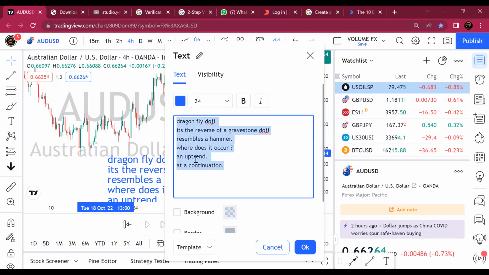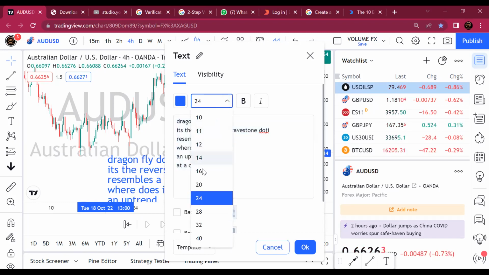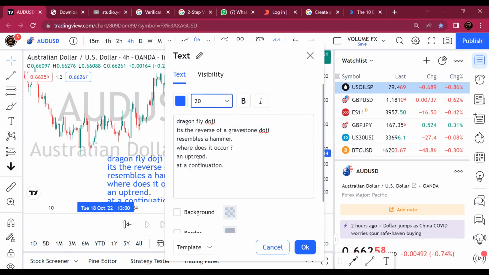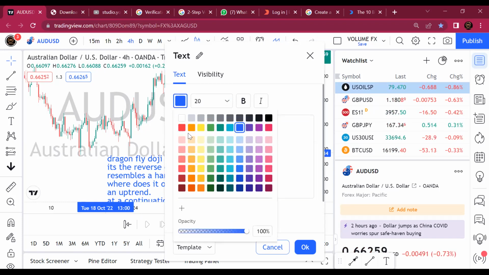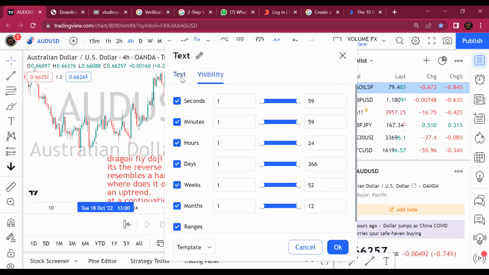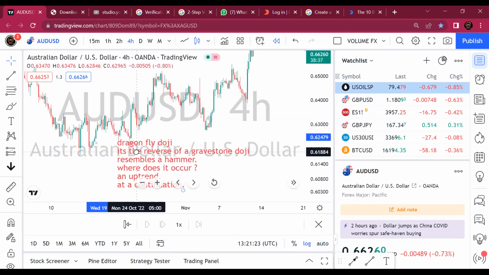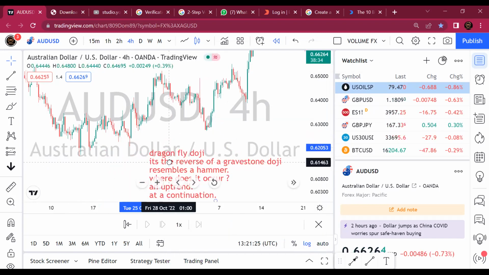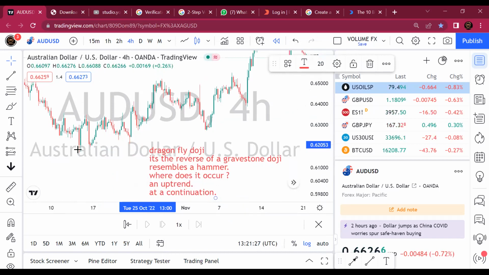Let me put this one here. Let me change the color of this. Okay, let me put it at red. I think it's changing the whole of it, but it's okay. That is a dragonfly doji. Okay, let's look at some examples.